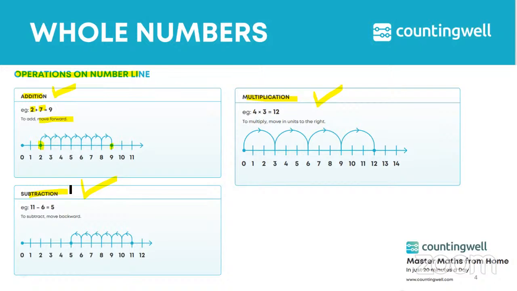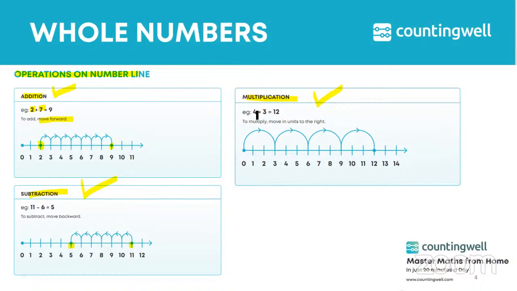Similarly, for subtraction, to subtract, we move backward. So first we mark the number 11 because we are subtracting 6 from 11. We move 6 steps backward. So we have number 5.